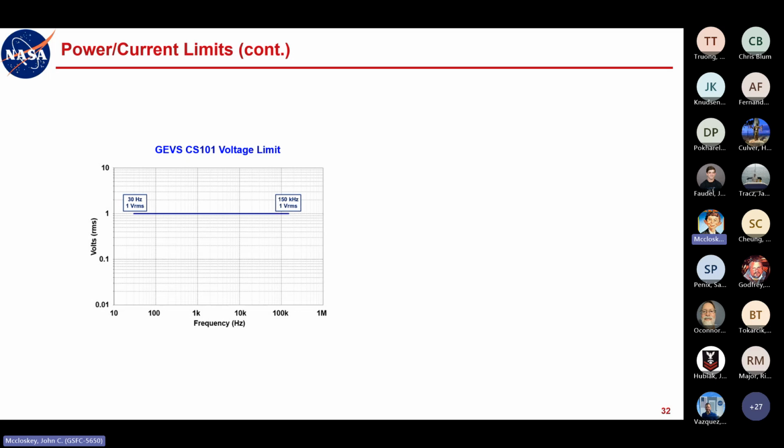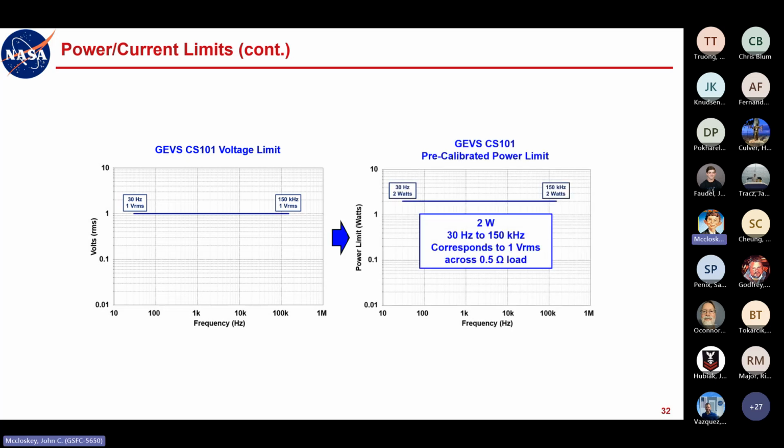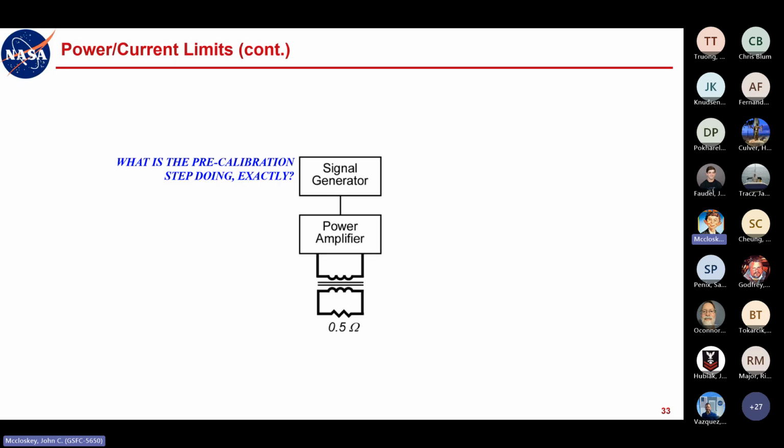That generally is sufficient to bracket anything we would have on a 28 volt DC bus. And then that 1 volt across a half ohm load is going to correspond to 2 watts. So 2 watts versus 80, that's a pretty significant difference. And we'll talk about the implications of that in terms of current coming right up. But what is this pre-calibration step doing exactly?